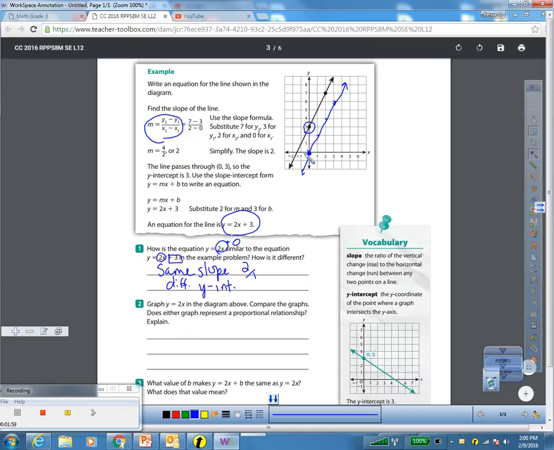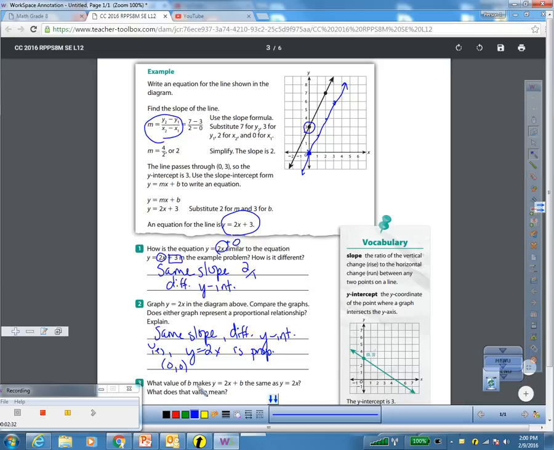So compare the graphs. They have the same slope, but different y-intercepts. I'm just abbreviating here. Does either graph represent a proportional relationship? We would say yes, that y equals 2x is proportional, because it has a constant rate of change and it goes through 0, 0. So you'd want to write both of those things.